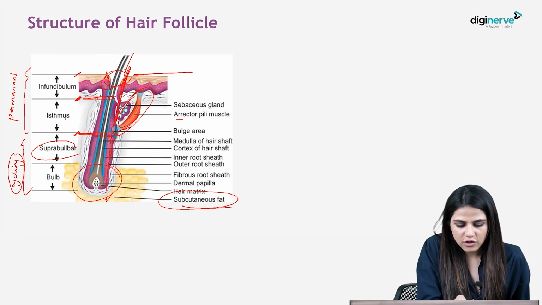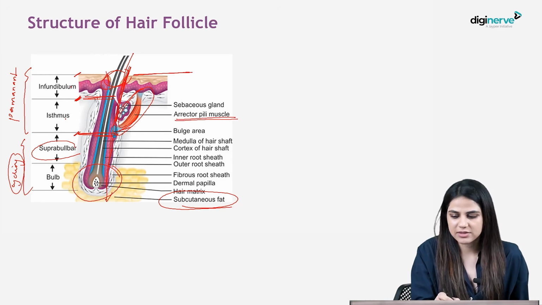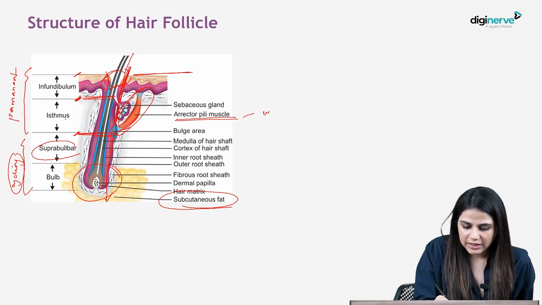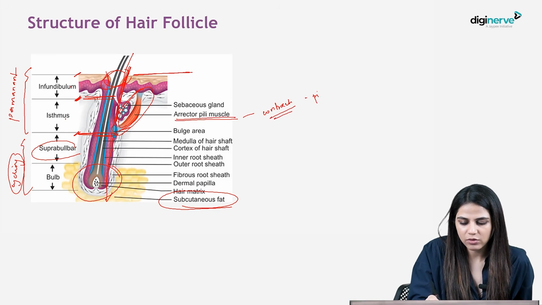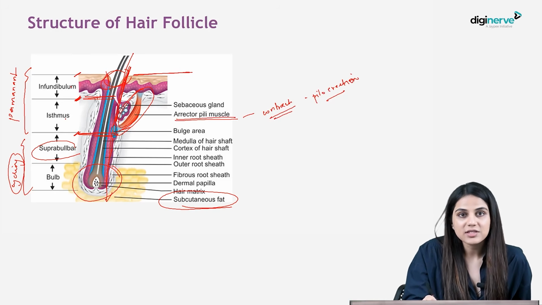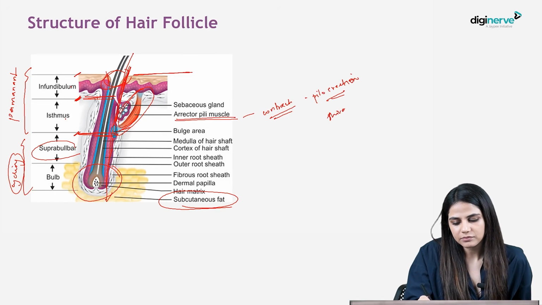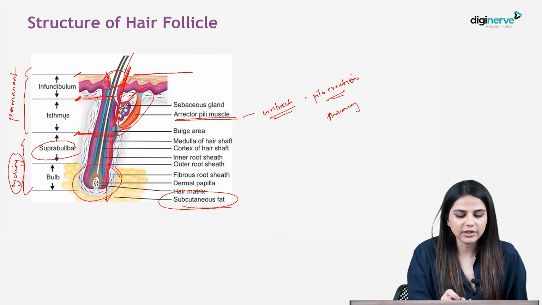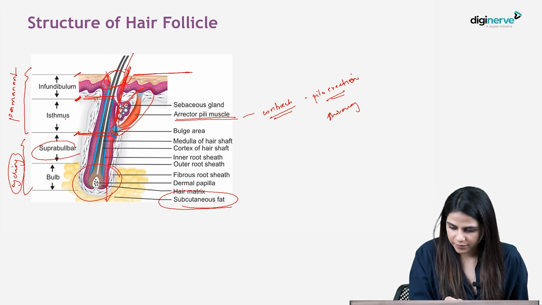So what is the function of this erector pili muscle? When it contracts, it causes piloerection. That is when we see goosebumps during shivering. It is a function of the erector pili muscle.